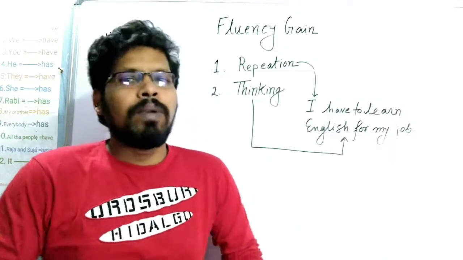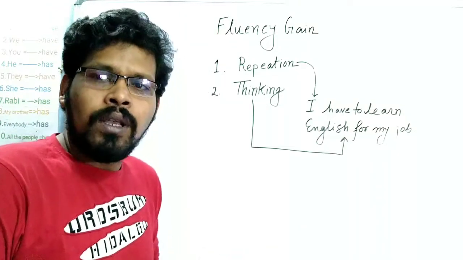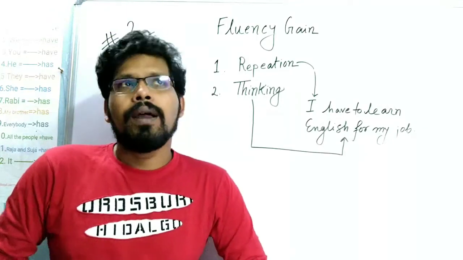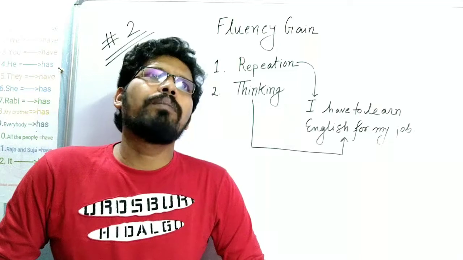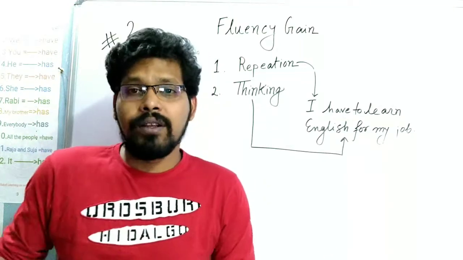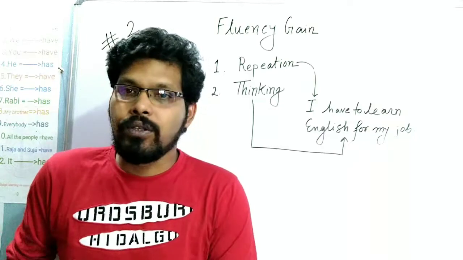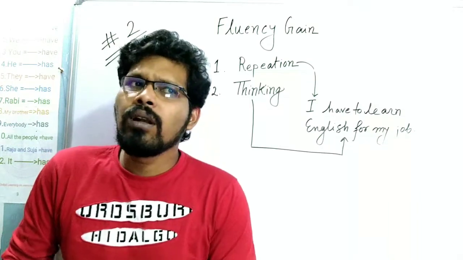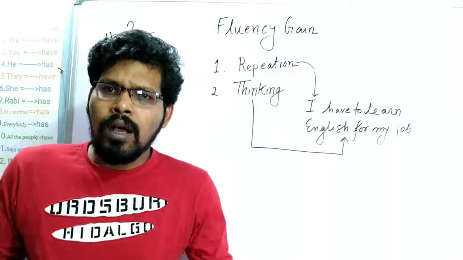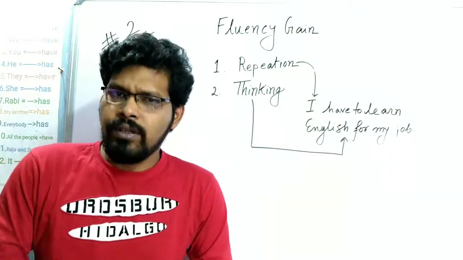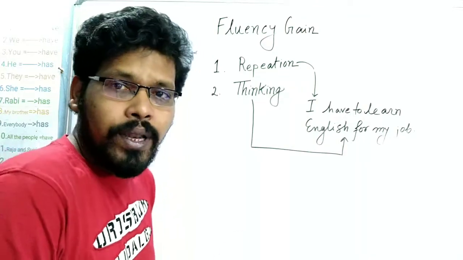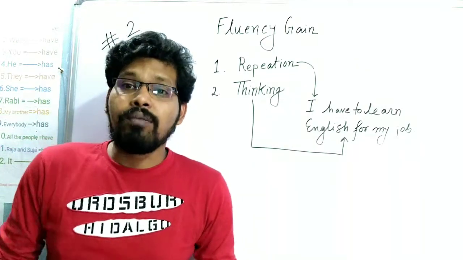I have to learn English for my job. Say it several times, in several ways: I have to learn English for my job. I have to learn English because I will join a job, and for my job English is needed. I will have a job in foreign affairs, and in that company English is needed. That is why I have to learn English.